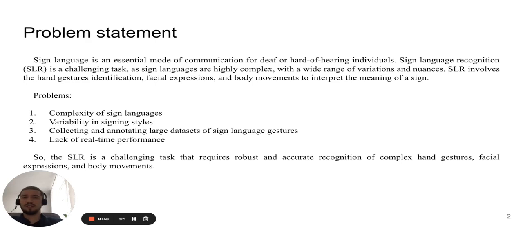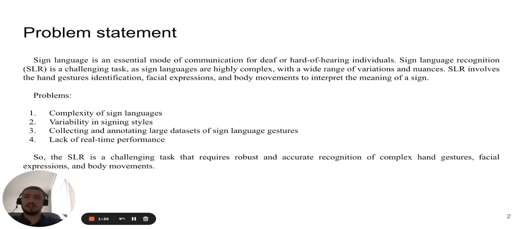Signers may use different hand shapes, positions, and movements to convey the same message. Moreover, the speed and duration of signs can vary, adding further complexity to the task. Thus, SLR systems must be robust to variations in sign styles as well as to variations in lighting conditions and camera angles.